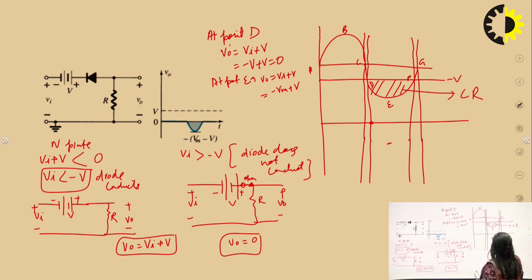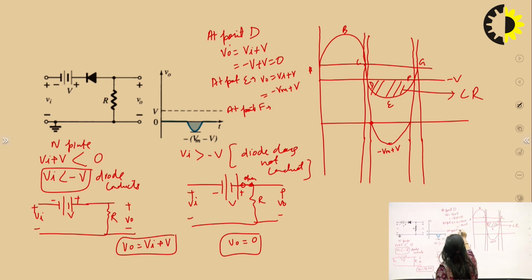So this point is minus Vm plus V, and at point F the output V naught is equal to Vi plus V. The value of Vi is minus V and plus V, so it will be equal to 0. So this is the output at point D, this is the output at point F, and this is the output at point E.